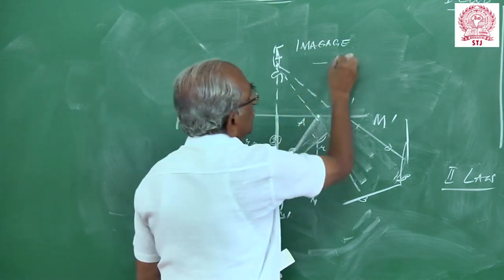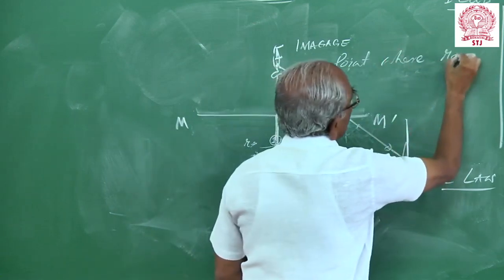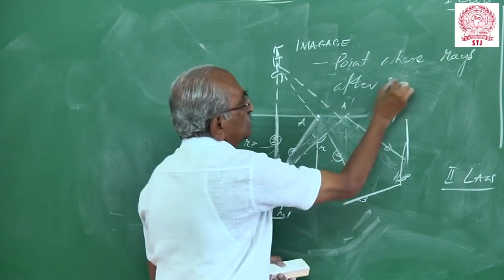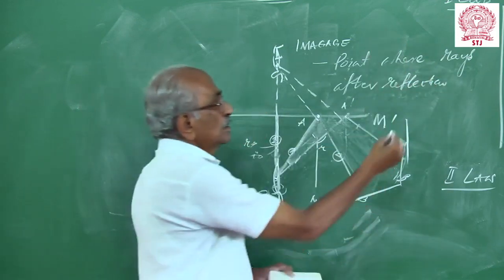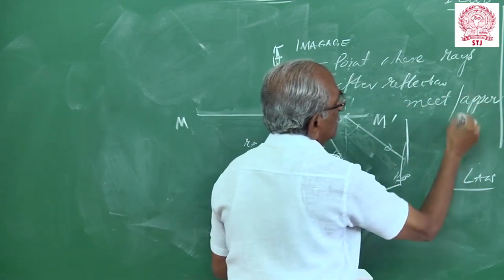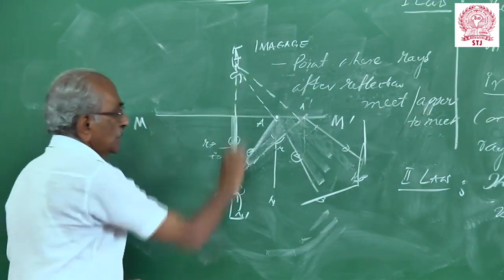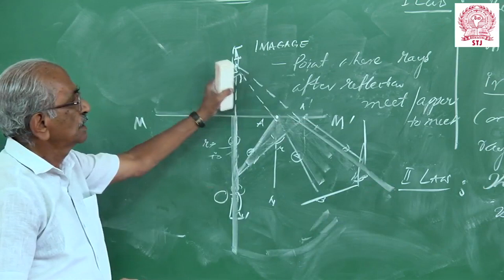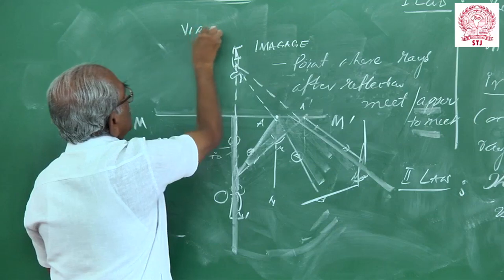It is the point where light rays, after reflection, maybe refraction also, this is true for all situations, after reflection, meet or appear to meet. See here, this is the reflected ray, this is the reflected ray, they don't meet, but when produced, they meet, so they appear to meet. Now in that case, it is called a virtual image.